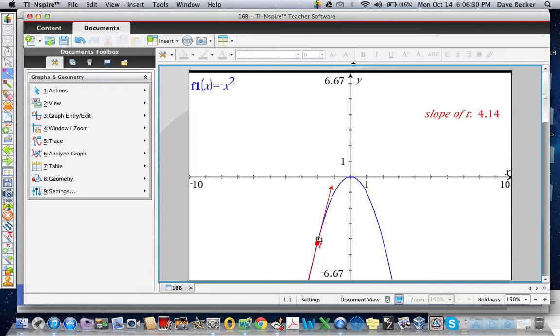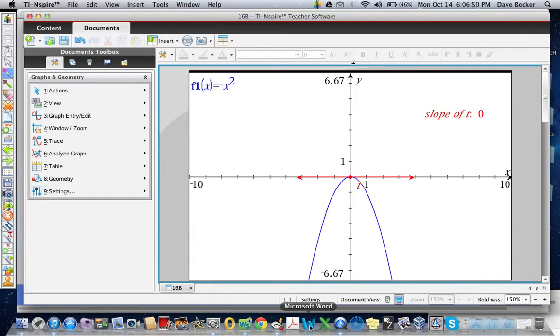It's increasing and the slope is positive. Then the slope becomes 0 and it changes. And the slope becomes negative and the function is decreasing. So the derivative is negative, the function is decreasing. The derivative is positive, the function is increasing.